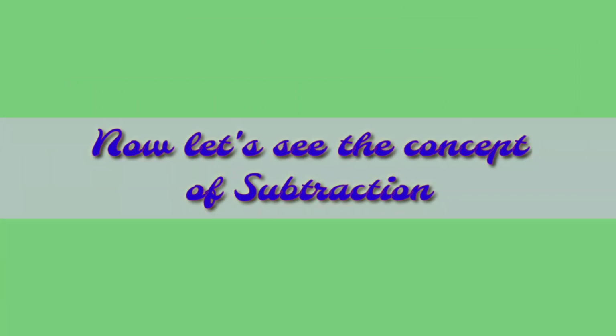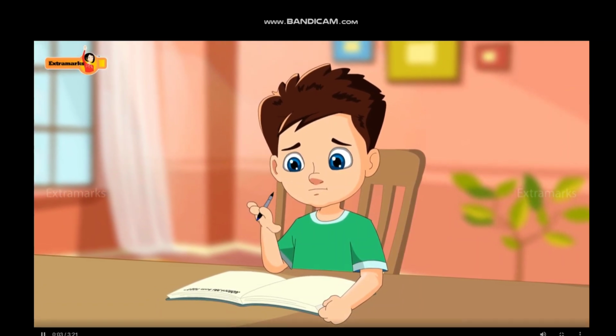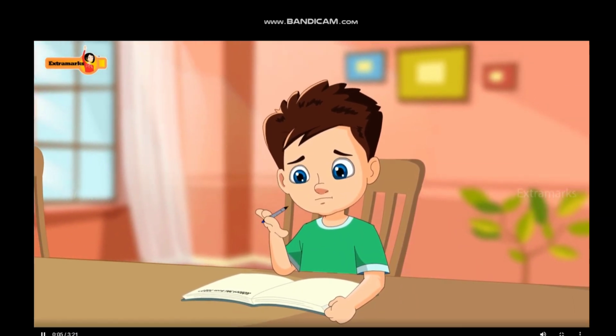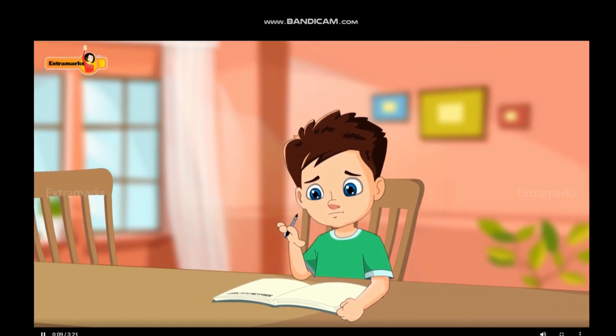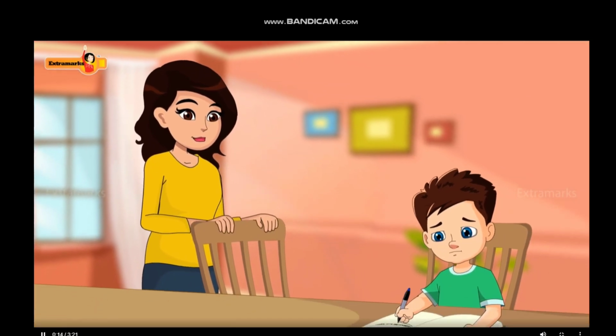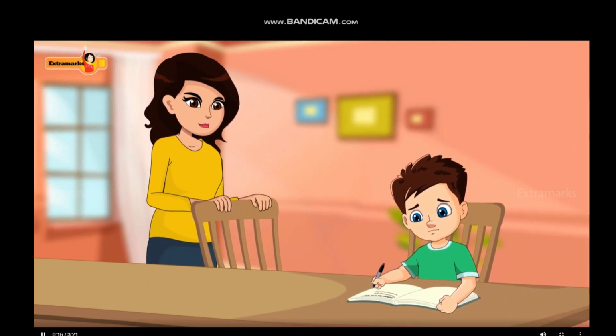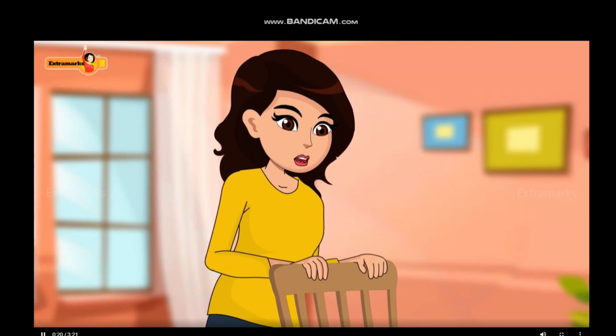Now, let us see the concept of subtraction. Jim was trying to complete his homework. His teacher had given some subtraction problems which Jim found difficult to solve. When his mother came to Jim's room, she was surprised to find him doodling in the notebook. She called out, Jim, finish your homework quickly.